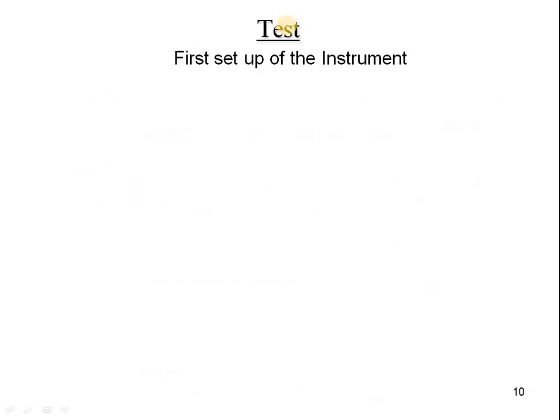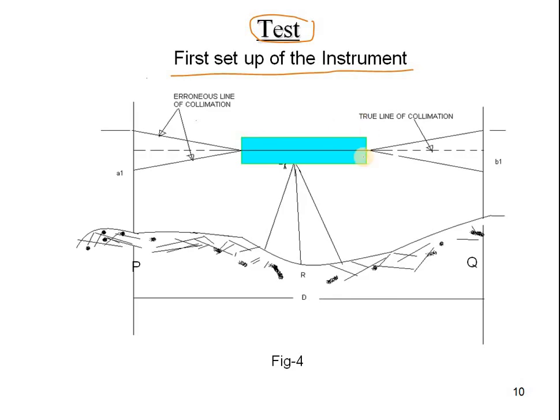Okay, so can we test how it works? First, set up the instrument on the ground. Here we can see in the diagram, this is our instrument as set up. The telescope, name it as T, and we can see here this is the erroneous line of collimation, and this is the true line of collimation.